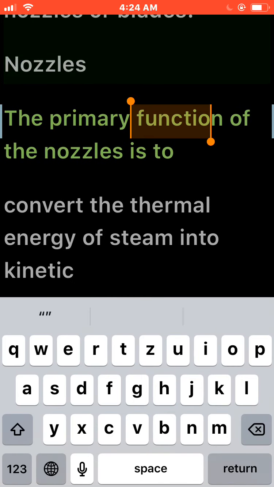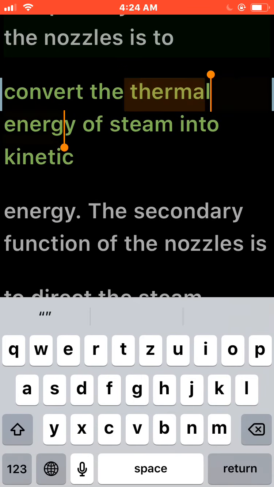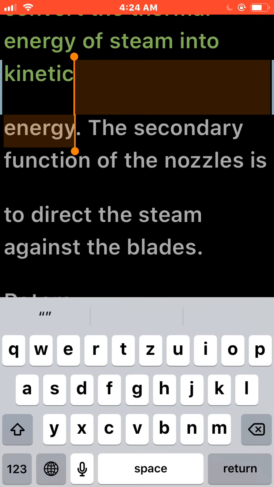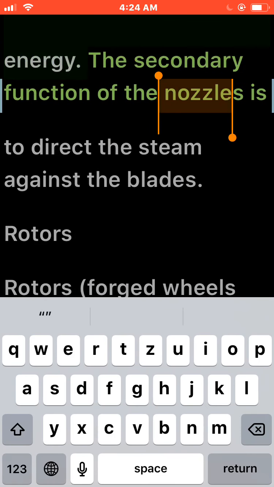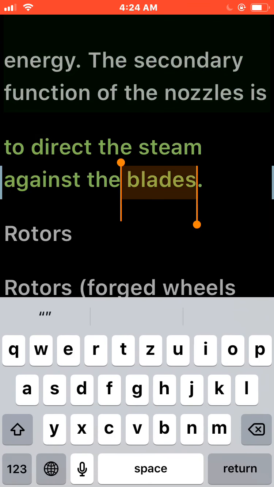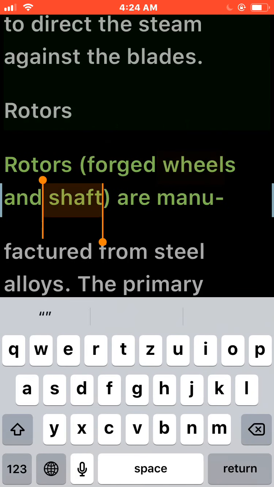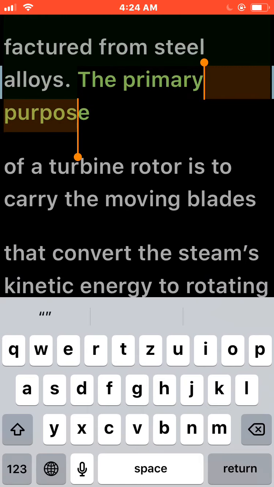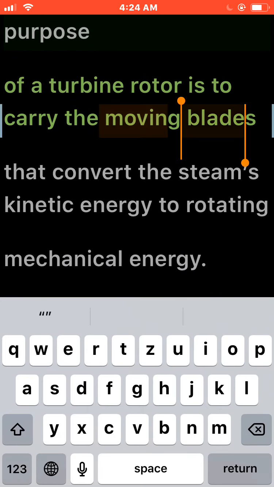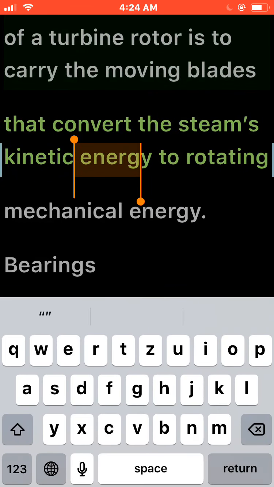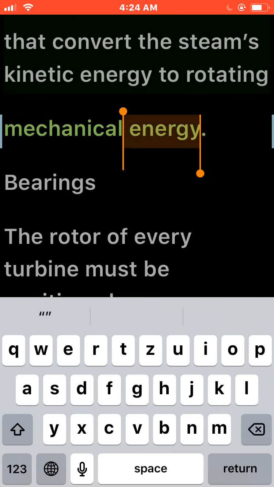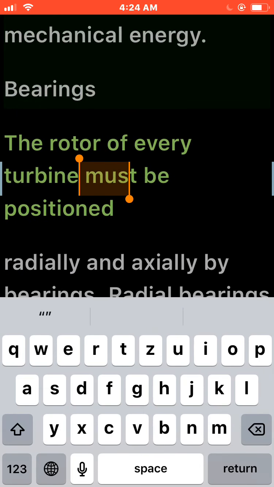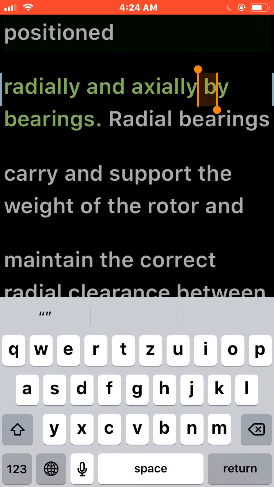Nozzles. The primary function of the nozzles is to convert the thermal energy of steam into kinetic energy. The secondary function of the nozzles is to direct the steam against the blades. Rotors, forged wheels and shaft, are manufactured from steel alloys. The primary purpose of a turbine rotor is to carry the moving blades that convert the steam's kinetic energy to rotating mechanical energy. Bearings. The rotor of every turbine must be positioned radially and axially by bearings.